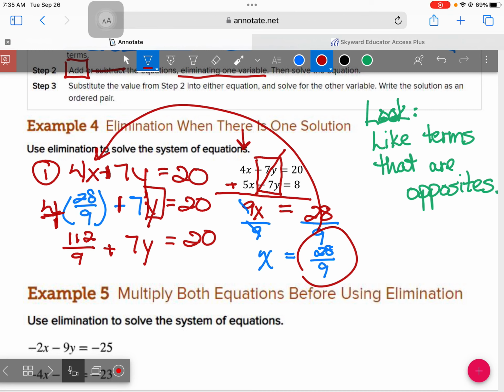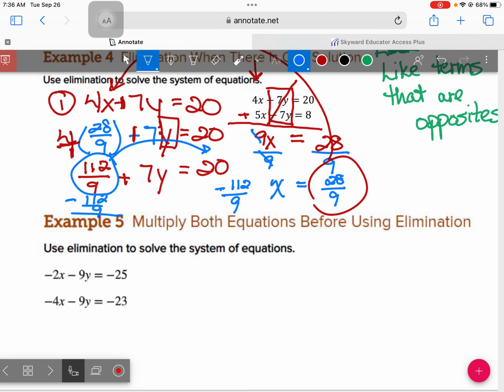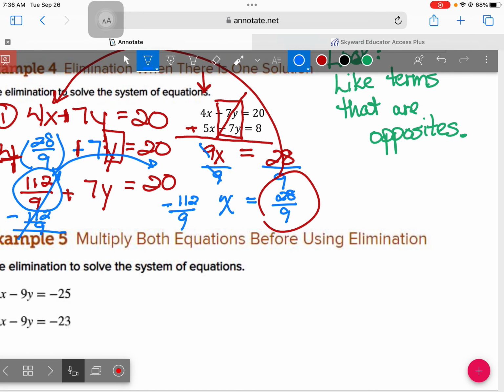All right, I need to move this, but trust the process, to the other side. So I am going to add 112 ninths. I'm going to add 112 ninths. I'm running out of space. These are going to cancel out. I'm going to move it over here and say 7y equals 20 minus 112 ninths. Okay?